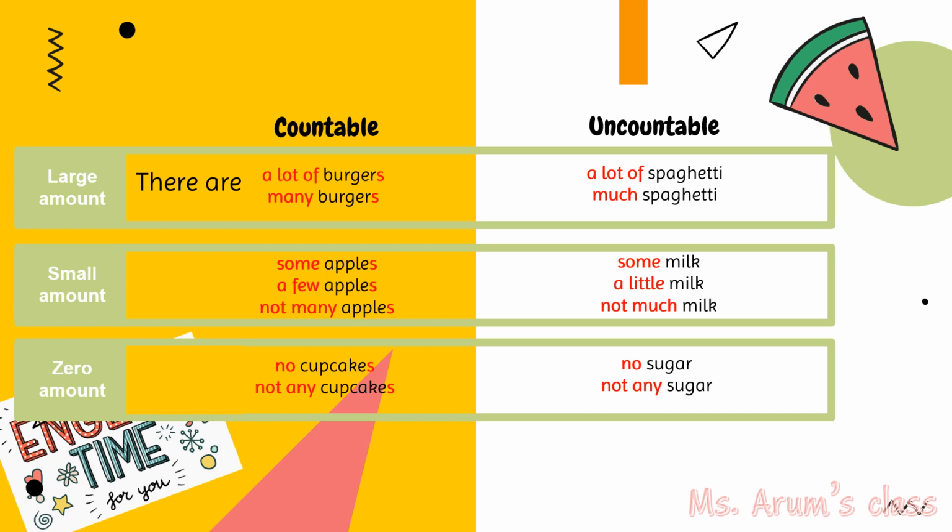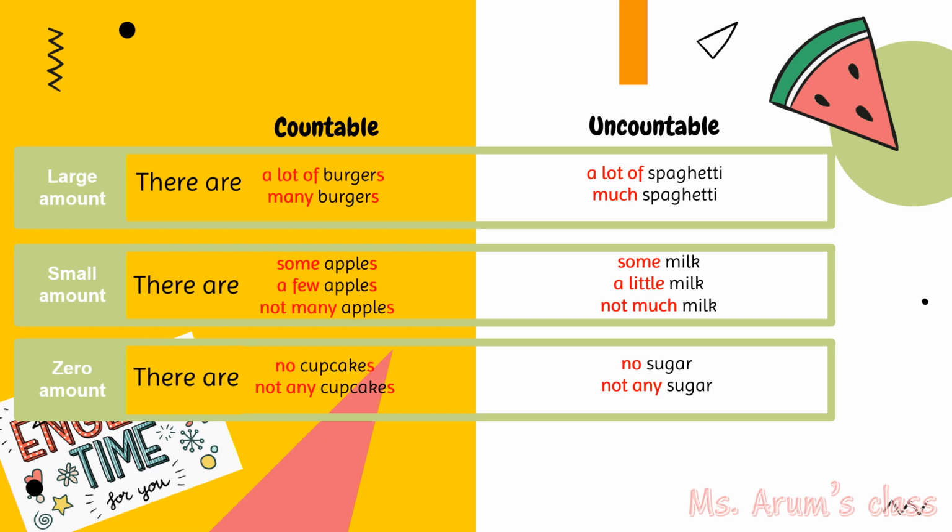Same goes with the small amount. You can add there are some apples, there are a few apples, and there are not many apples, or there aren't many apples. Next, for zero amount, the same. Still there are no cupcakes, there aren't any cupcakes.